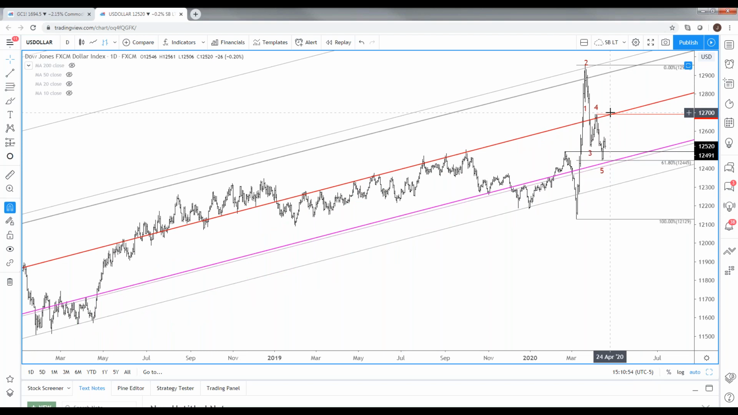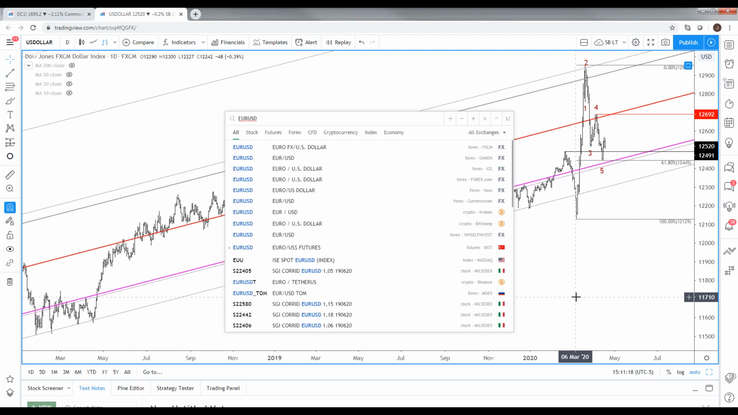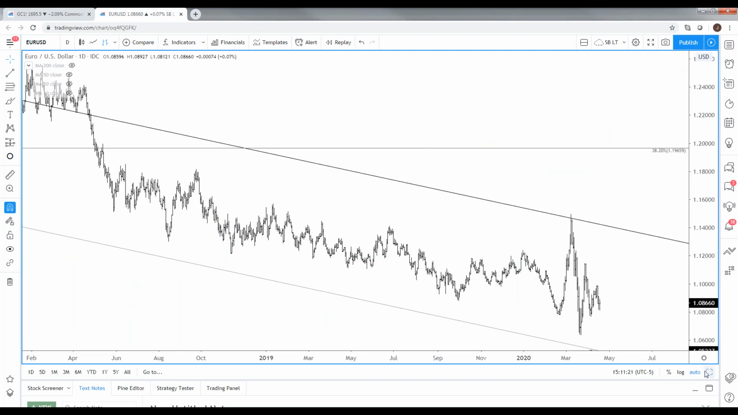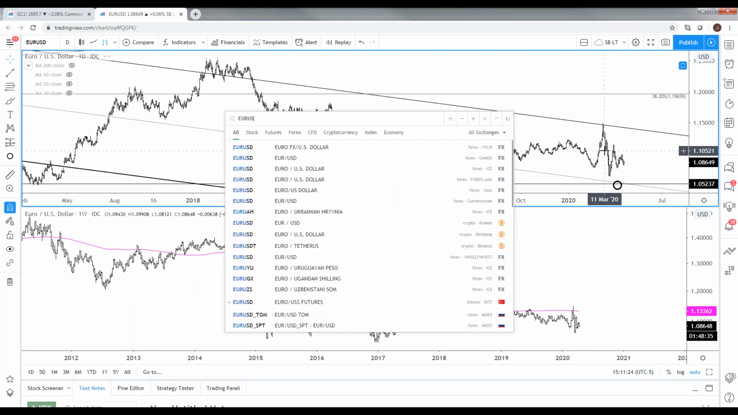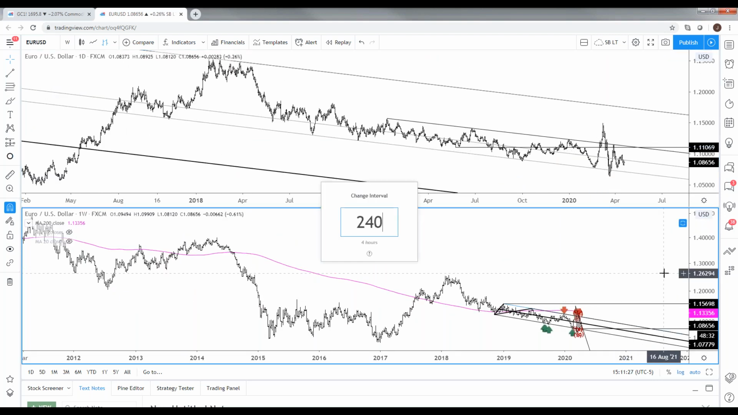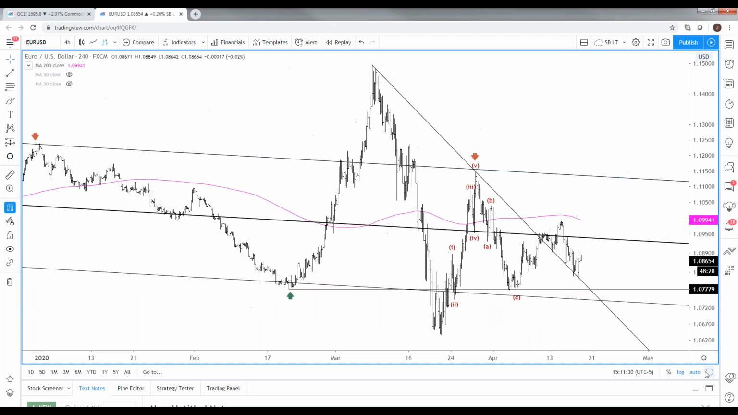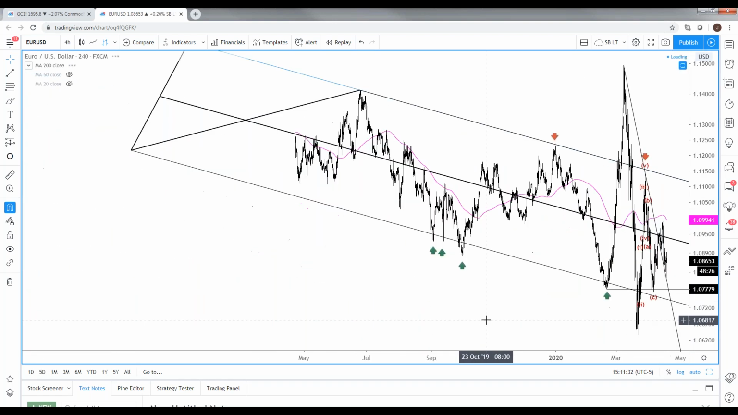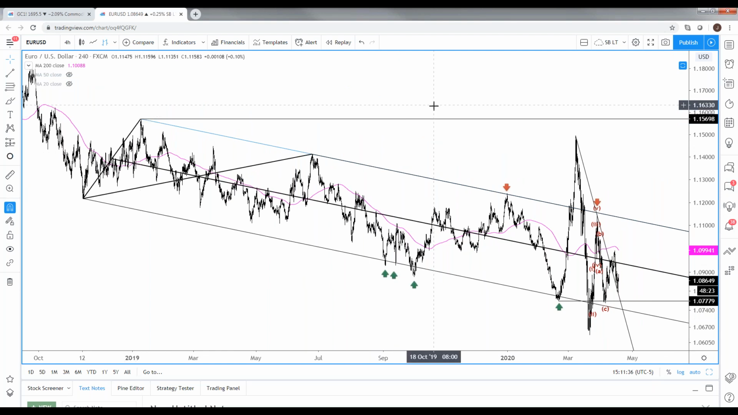So broadly speaking, next few days into next week, I'm kind of thinking that we lean towards a bounce in the dollar, right? And then lower. So let's take a look at the components of US dollar. So euro is one, of course. Euro, we've been following the channel that is back to the Jan 2019 high.